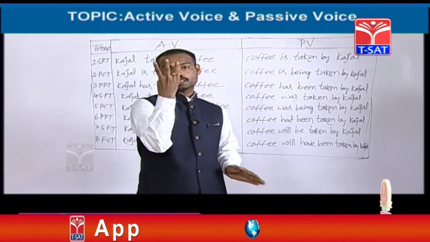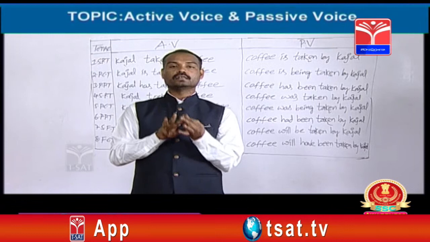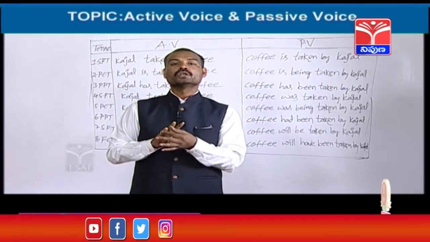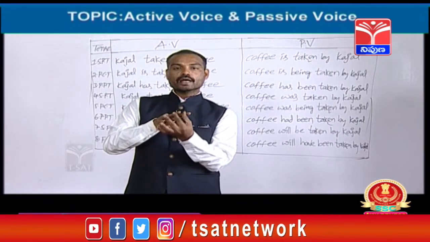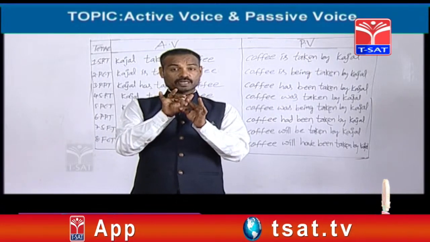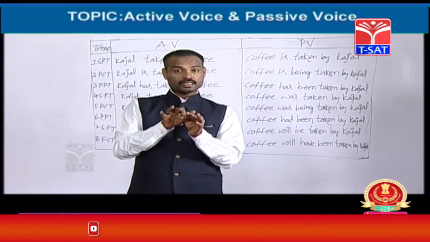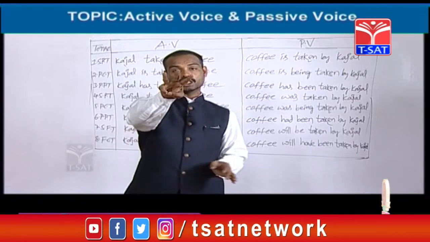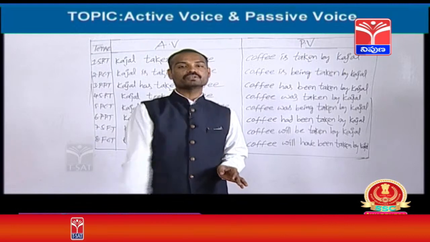Next, 3 do forms are there, my dear friends. They are do, does, did. How many do forms are there? 3 are there. What are they? Do, does and did. Do and does can be used only for present, whereas did is used only for past. Don't forget it. Do, does can be used for present, did can be used for past.